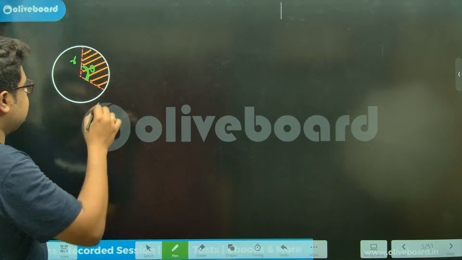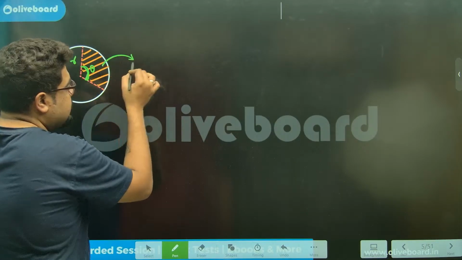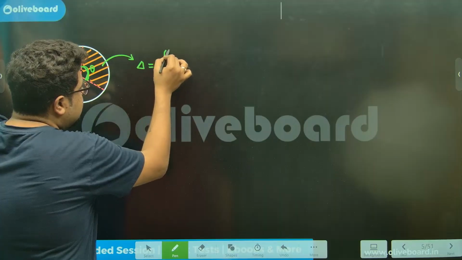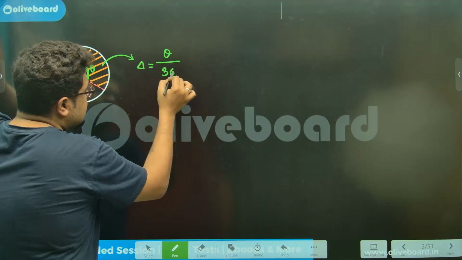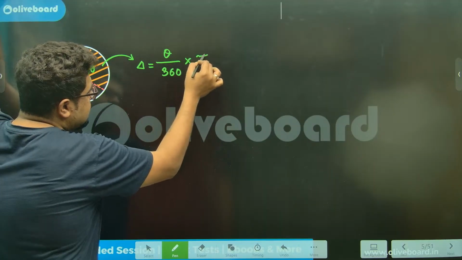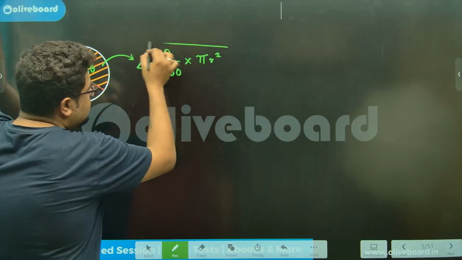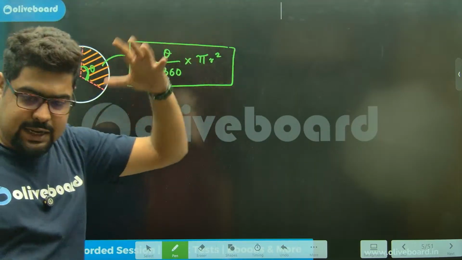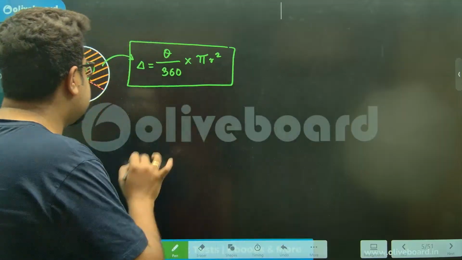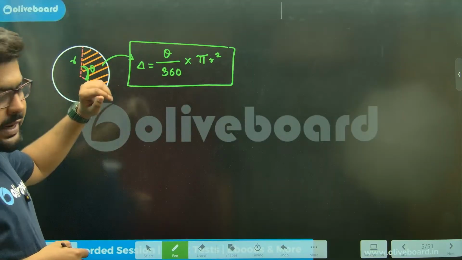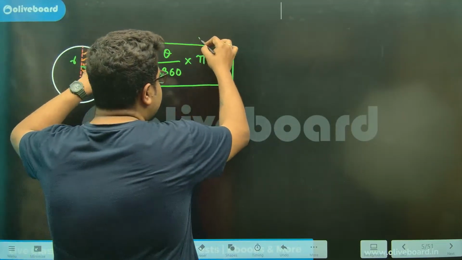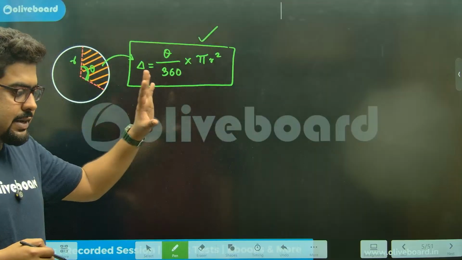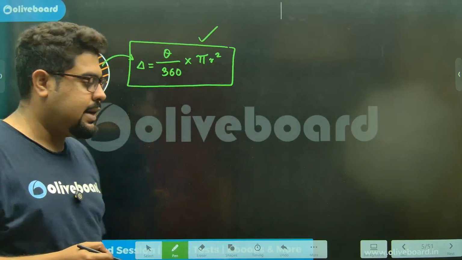So I can say this area will be theta by 360 into pi r square. Now you will say, sir, how do you write this formula? I don't understand. No need to just remember it; I will make you understand. It's nothing but a simple unitary method. Try to understand rather than just remembering it blindly.